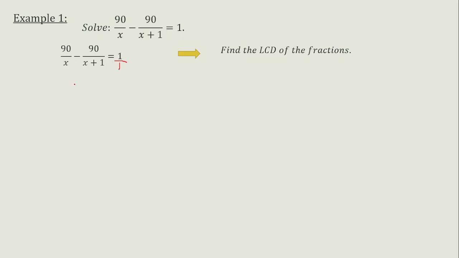So to find the LCD, let's just find what is common between the three denominators. After analyzing, there is nothing common between them. So we are just going to multiply the three denominators: x times x plus 1 times 1. Then the result will be the LCD. So the LCD is x times x plus 1.